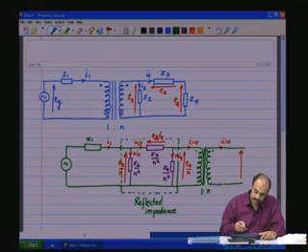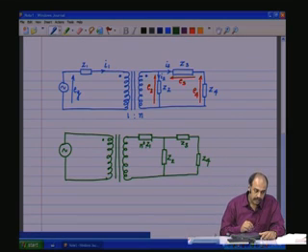Remember that when you shift from secondary to the primary, it is divided by n square, where 1:n is the turns ratio of secondary winding number of turns to the primary winding number of turns. n square Z1, and the current through the reflected impedance on the secondary side. Primary side it was I1, and therefore, on the secondary side it is I1 by n.